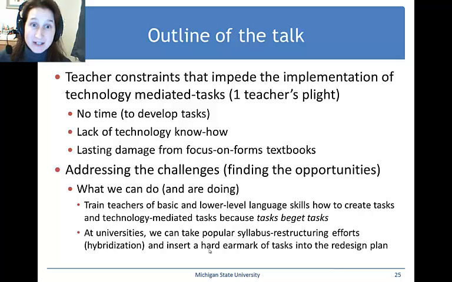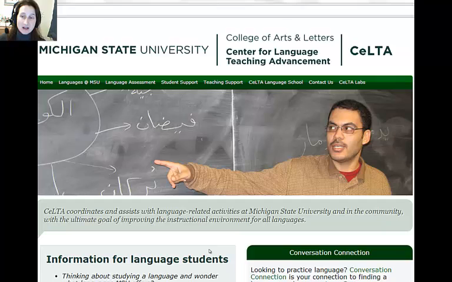So, I wanted to get to the next part of the talk, which is addressing the challenges and finding the opportunities: what we can do and are doing to alleviate some of these constraints that I talked about. So we can train future teachers. And Michigan State University is doing this through the Center for Language Teaching Advancement. It is offering courses and workshops for current teachers and also for K through 12 teachers in improving the instructional environment for all languages.